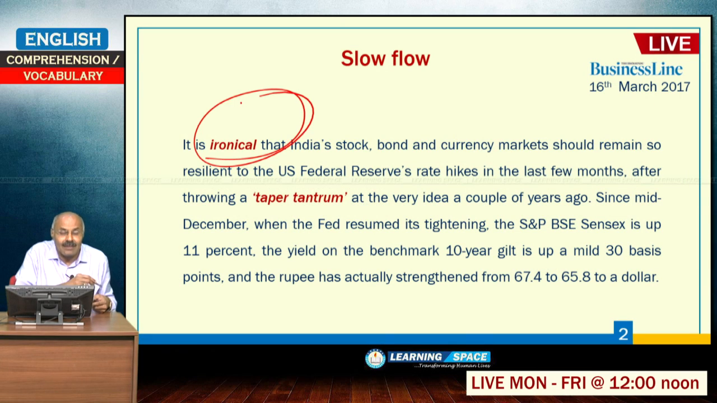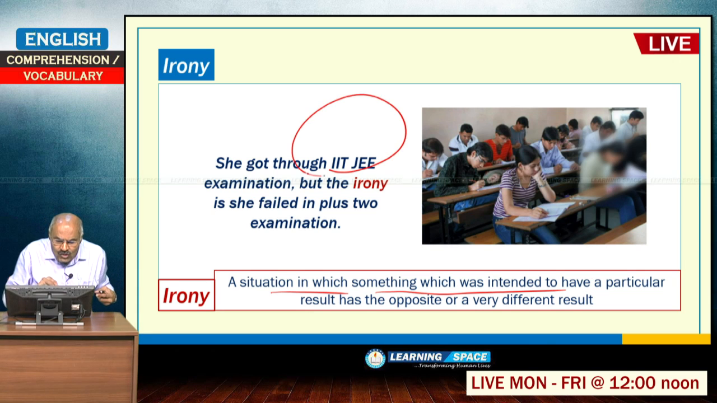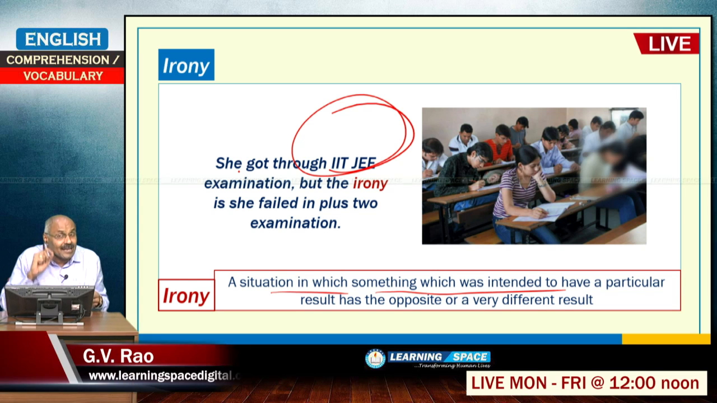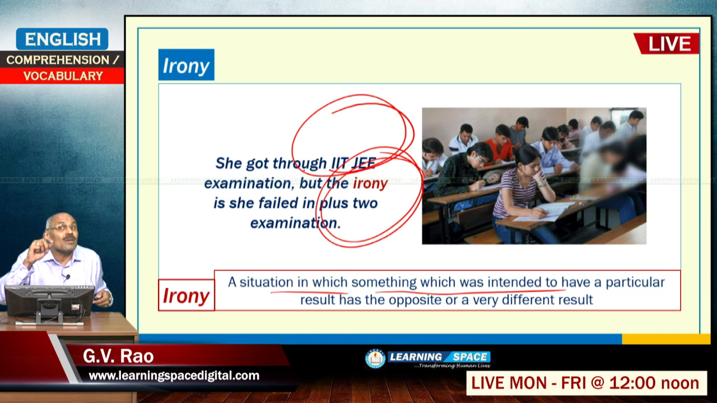It is ironical. What is irony? This word is used quite frequently. What is the meaning of irony? Irony is a situation in which something was intended to have a particular effect, but the opposite happened. I gave one example. She got through the most difficult IIT JEE examination, which is considered to be one of the most difficult in the world. But the irony is she failed in intermediate or +2 examination. So, under such circumstances, this word irony is used.